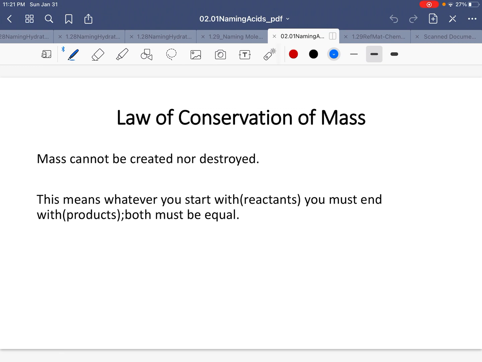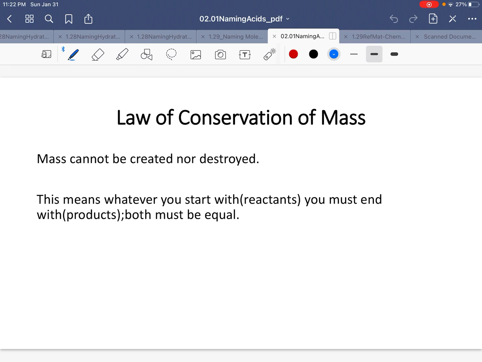So let's begin. We balance equations because of the law of conservation of mass. The law of conservation of mass states that mass cannot be created nor destroyed. So what happens is that this mass is transformed into something else. So this means whatever you start with, you must end with. So they must always be equal. Things do not disappear in science. We just need to make sure that both sides are equal.